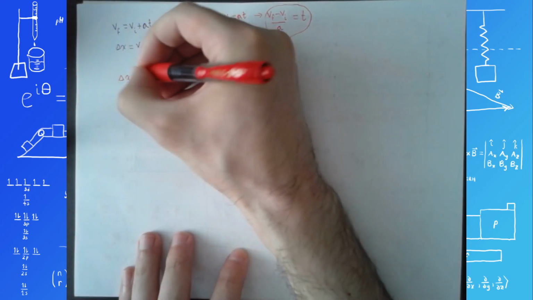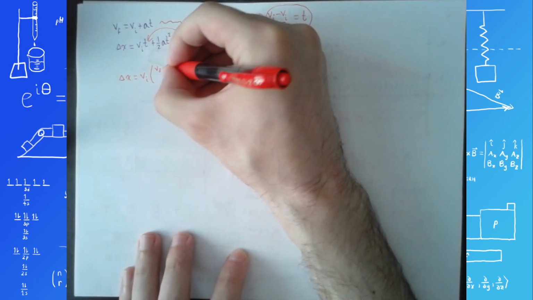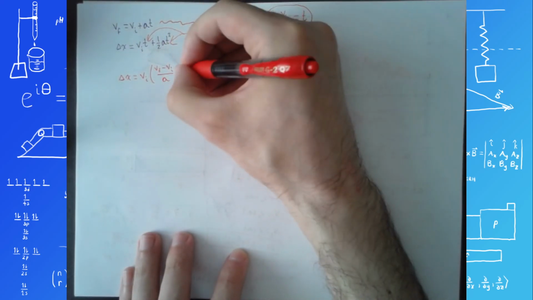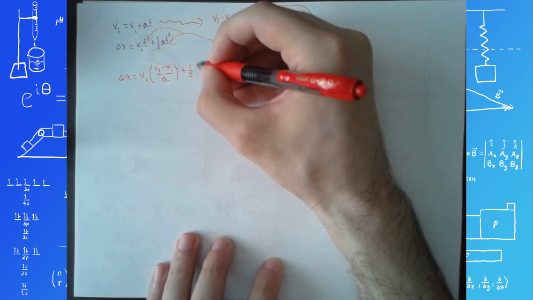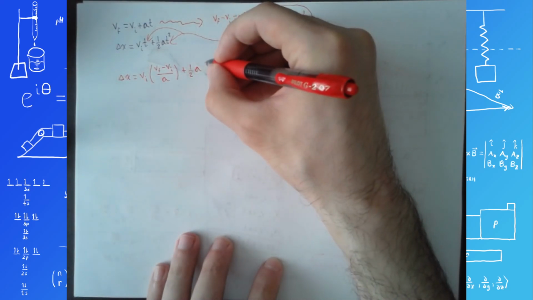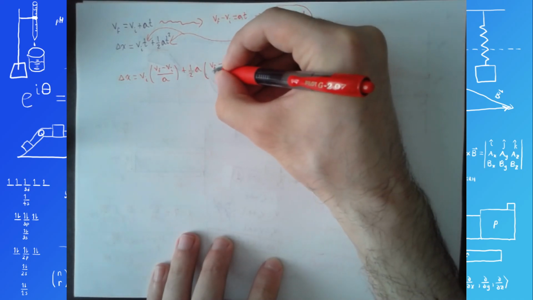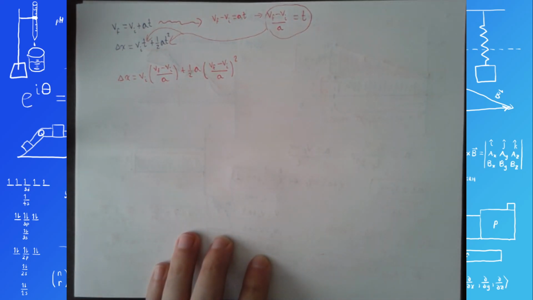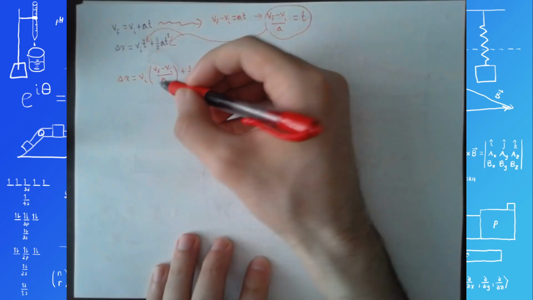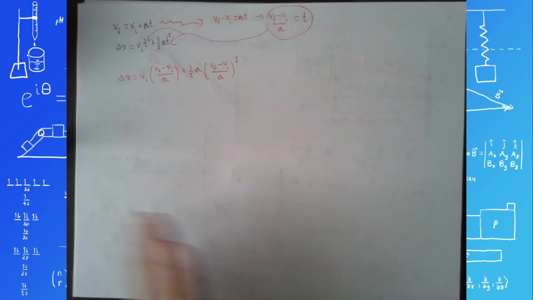So delta x equals v initial times t, where t is replaced by v final minus v initial over a, plus 1/2 a times t squared, which is going to be v final minus v initial over a, all squared. Okay, I see this a in the denominator. That's going to give me some trouble, so I'm going to go ahead and multiply everything in this equation by a to get rid of that denominator.